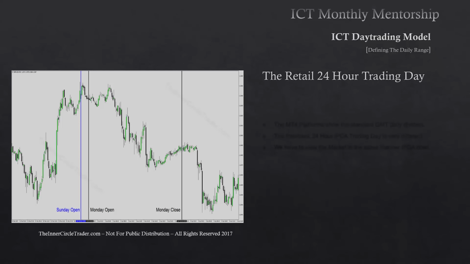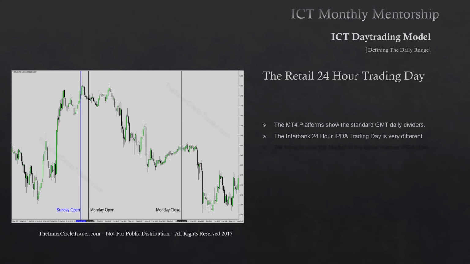Okay, the retail 24-hour trading day. Now, I teach through the MT4 platform, and everyone is aware that if you hold down Control and you tap the Y letter, it'll pull up the period separators for the respective time frame you have on your chart. The retail version of the 24-hour trading day is not what we focus on, but I want to highlight the contrast between the two because this is what you see in a typical MT4 platform.